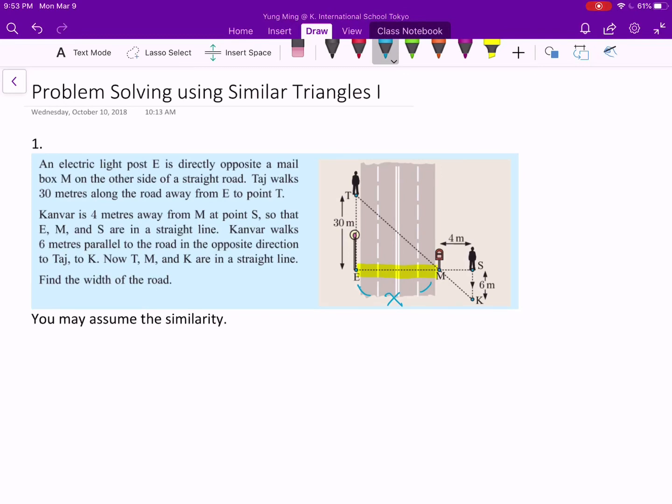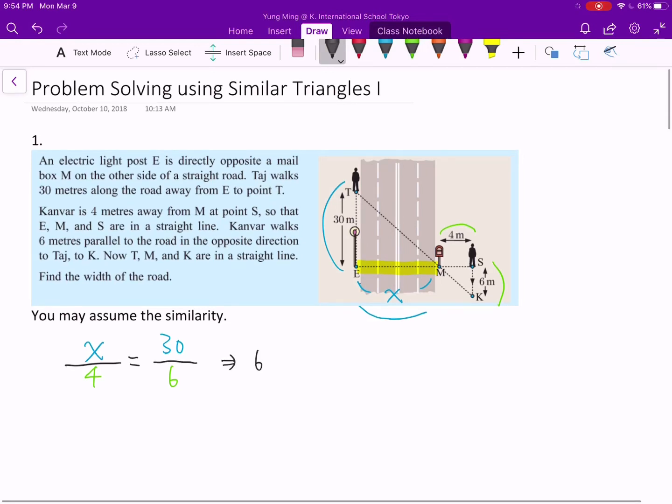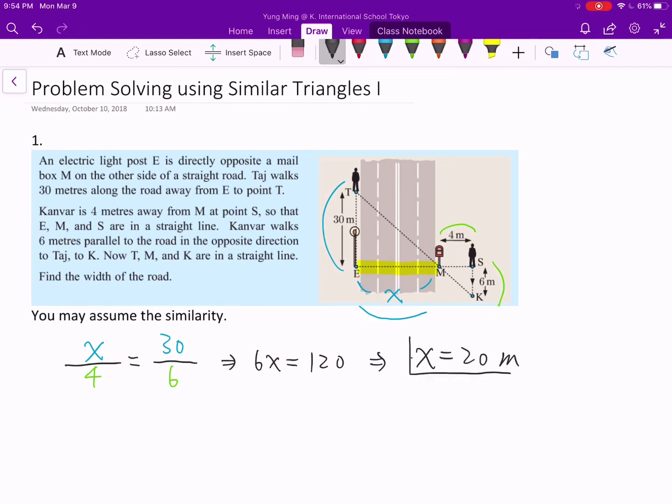So in this case we have X to 4 equal to 30 to 6. So if you write it down, we'll get X over 4 equals 30 over 6. Cross multiply, we're going to get 6x equals 120. Our x is equal to 20 meters. So that's it for this question.